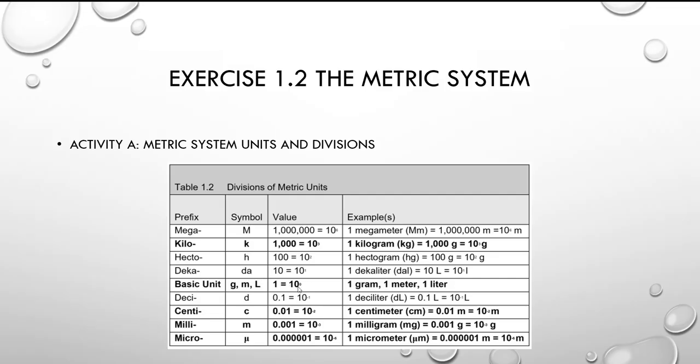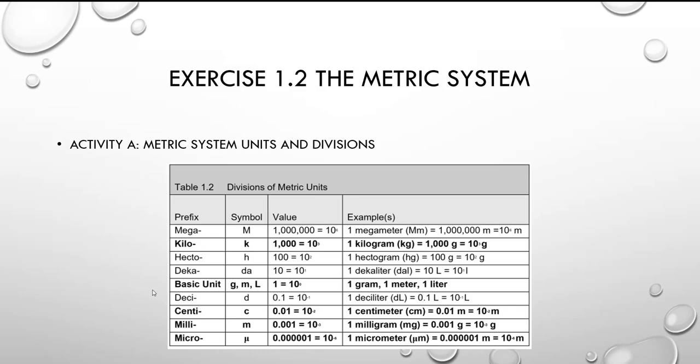So if we go 10 to the first power, that's 10, then the prefix would be deca. If we go 10 to the second power, that would be 100, then it would be hecto. If we go 10 to the third power, that would be 1,000, it would be kilo. So we're just basically multiplying everything by the power of 10. Okay, so it's a logarithmic 10 scale.